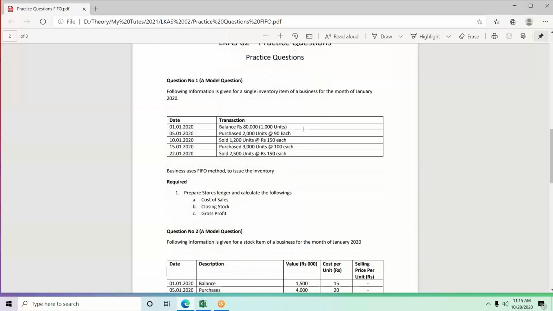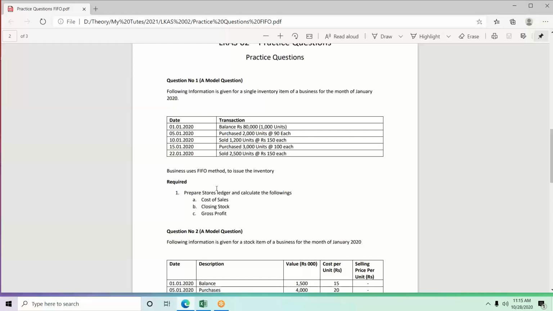Question number 1, this is a model question. On 1st April, the following information is given for a single inventory item of a business for the month of January 2020. They say that their pricing method is the first in first out method, and they want you to calculate cost of sales, closing stocks, and the gross profit by preparing the stores ledger. Okay, we will do the stores ledger for this.